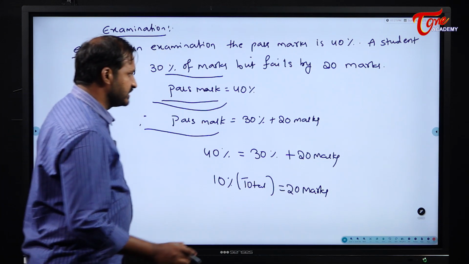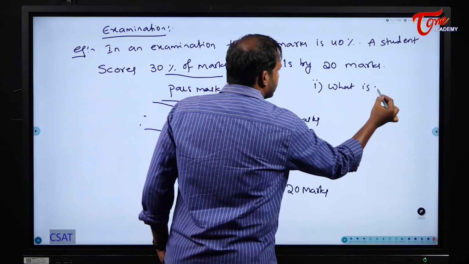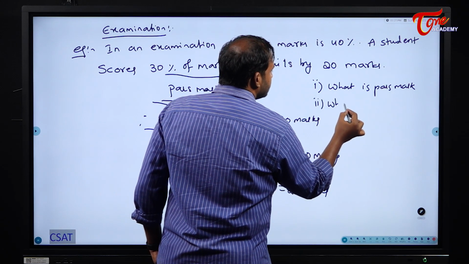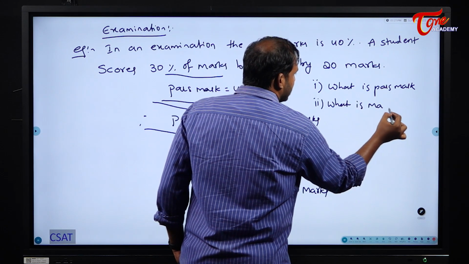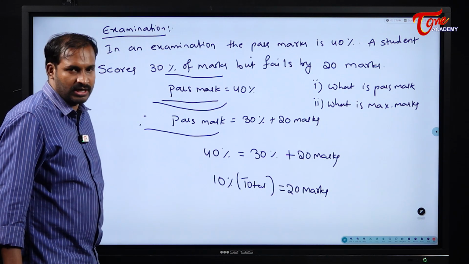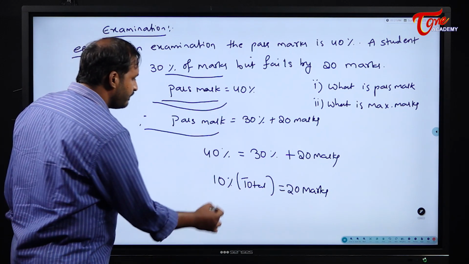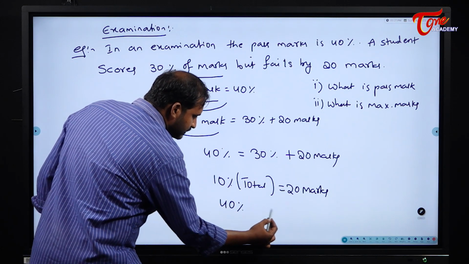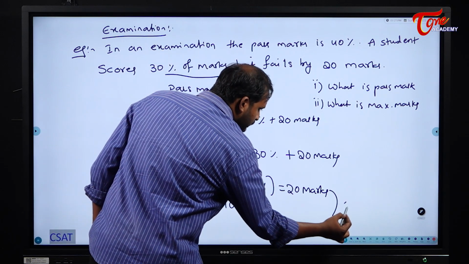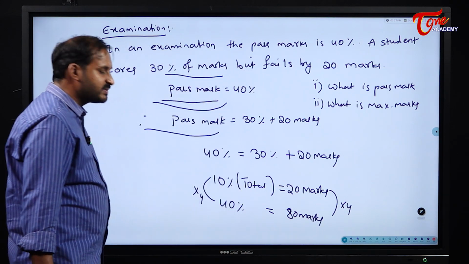There will be two types of questions here, students. The first one is, what is the pass marks? Or the next one is, what is the maximum marks in that examination? So pass marks means, see, 10% of total is 20. Pass marks is how much? 40%. If 10% is 20, then 40% means pass mark. How much? See here, 10 4s are 40. Similarly, 20 4s are 80 marks. So pass marks will be 80 marks.